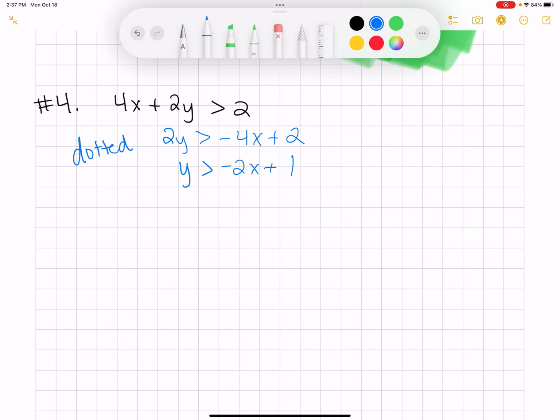All right, so are we going to be shading above or below the line? Above. Okay, we're going to shade above. Wait, greater is this way. Okay, whichever way the mouth, whichever end is touching the y. So if the mouth is open to the y, we shade above the y. If the mouth is open away from the y, we shade below the y.